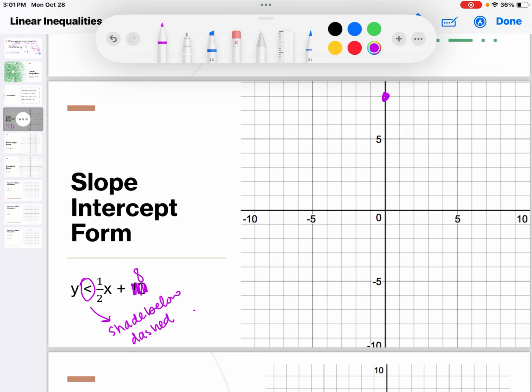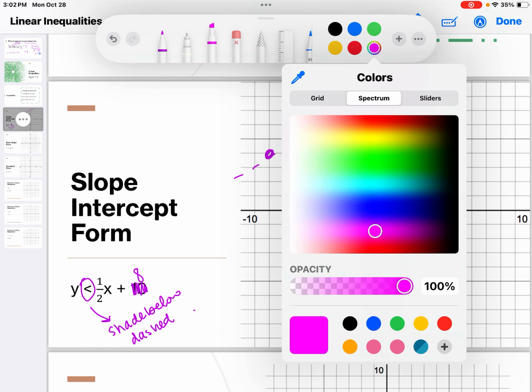Then the slope is 1/2. So I can go up 1 over 2, or I can go down 1 to the left 2, right, to make that positive slope. Okay, and I'm just doing all the points I can. Now, instead of connecting this with a solid line, I wrote down that I need to be connecting this with a dashed line because it's not equal to. So dashed line. And then, which way am I shading? Below the line. So let me see if I can get kind of a purplish color here.